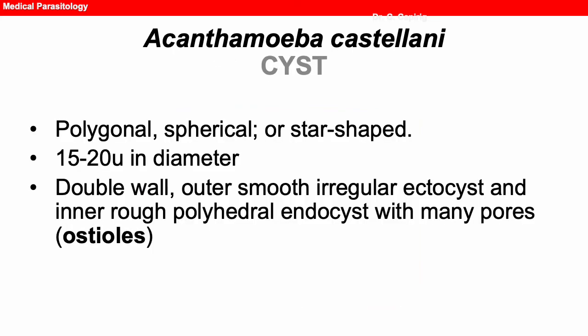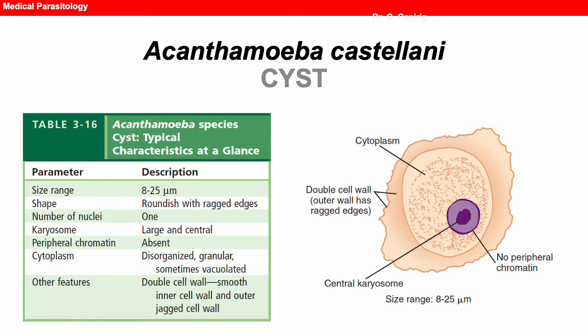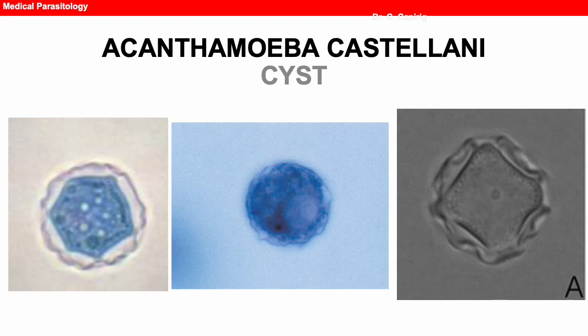The cyst of this parasite is polygonal, spherical, or star-shaped. It's 15 to 20 microns in diameter. It has a double wall: an outer smooth, irregular ectocyst, and an inner rough, polyhedral endocyst with many pores or ostioles. Here you see a double wall. It is an added protection. The wall contains pores, although not visible here. We have the ostioles. So, very characteristic also for Acanthamoeba castellani is their wall. It has a double wall, added extra protection.